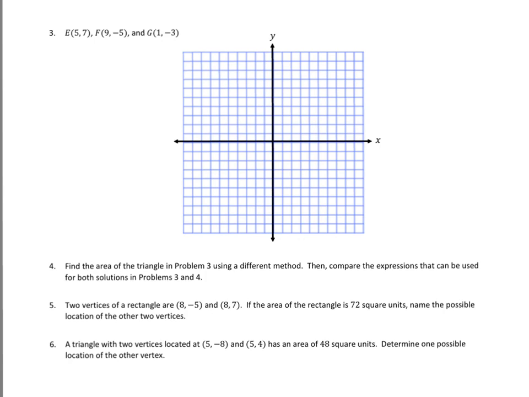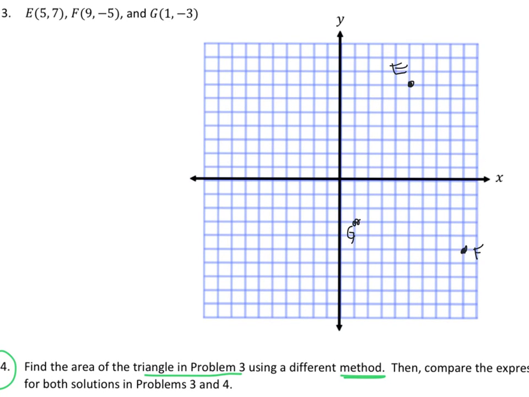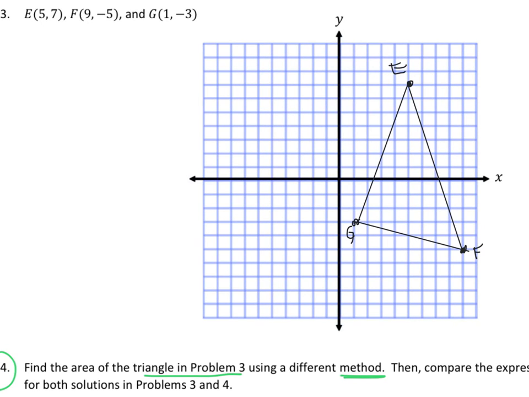So page 2 is going to be similar to this. We're going to plot the 3 shapes, and then I'm going to look at 4 pretty much, because the area of a triangle using a different method. So I'm going to zoom in here, and I'm going to plot in E, F, and G. So there are my points right there, E, F, and G, and now I want to connect them to make my triangle.